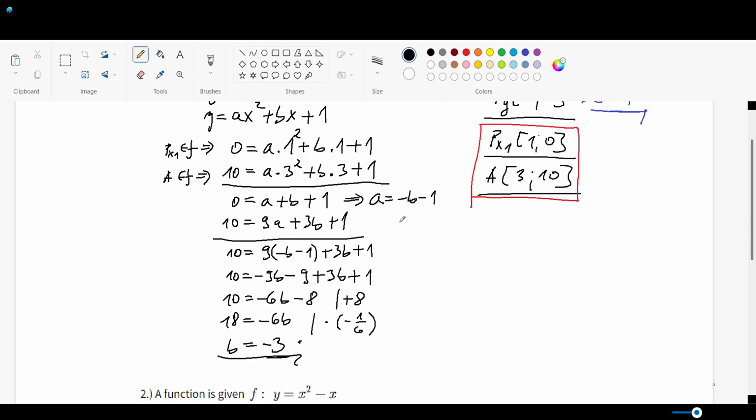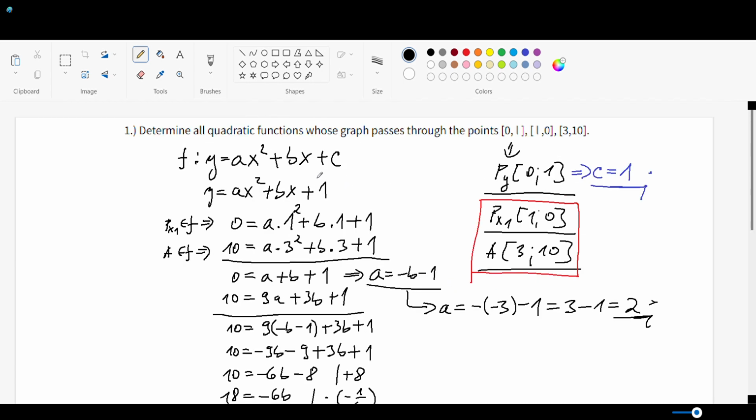Okay, so we have the value of the quadratic coefficient b, which is negative 3, and if we want to find out what is the value of a, we just come back to this equation, and then it would mean a is equal to negative 3 minus 1, which is equal to 3 take away 1, which is equal to 2. So now we have all the information which is needed for finding out the equation of the quadratic function, so that it passes through the points which were given at the very beginning of our task.